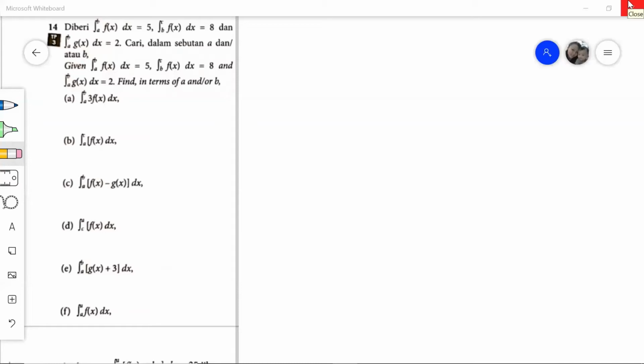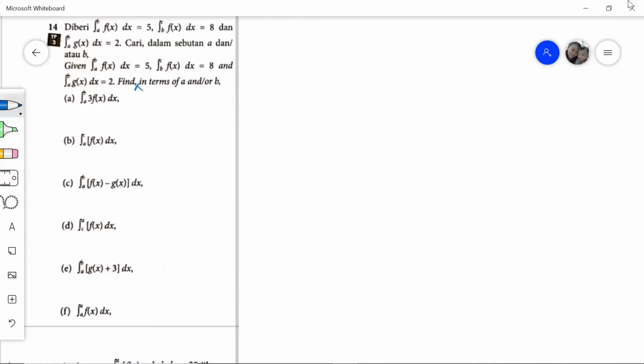Hi everyone, this is Practice Formatif in chapter 3, question number 14. So we are given the integration of f(x) from a to b is 5, and integration of f(x) from b to c is 8, and integration of g(x) from a to b is 2. So we have to find the value for the following, and we may leave our answer in terms of a and/or b. So please take note.